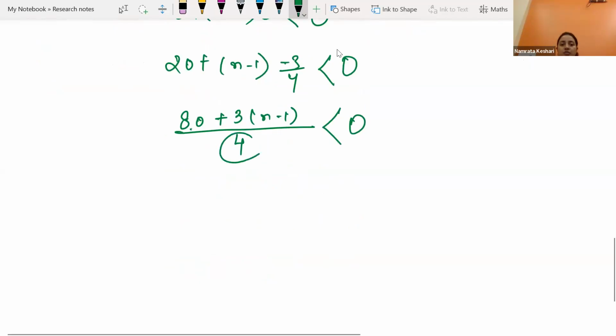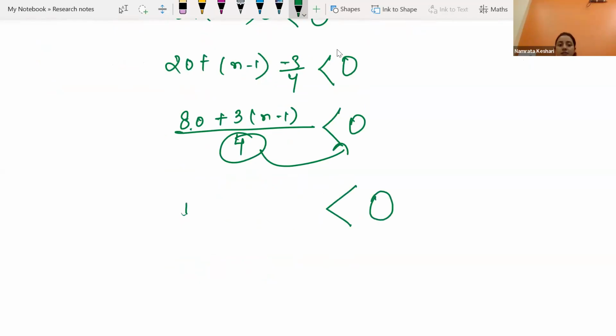Now this 4 we can shift to the other side. When we multiply by a positive number, the inequality sign doesn't change; it remains as it is. Only when we multiply or divide by a negative number does the sign change. From here, we'll get the answer.